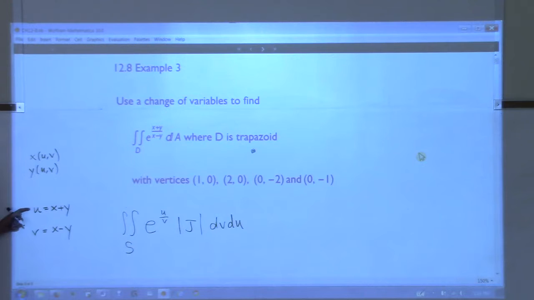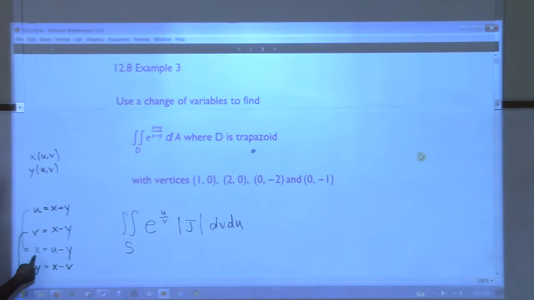For Jacobian, we have to somehow make these look like x equals something with u and v and y equals something with u and v. How can we do that? How about we solve this one for x? Take that, solve it for x. You get x is equal to u minus y, okay? Now take this one and solve it for y. What would you get? Y equals x minus v.